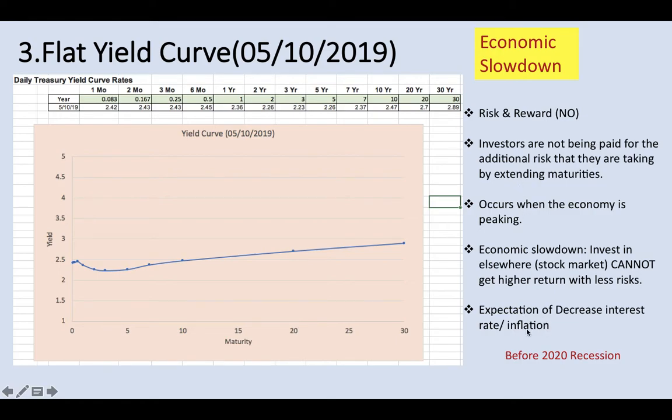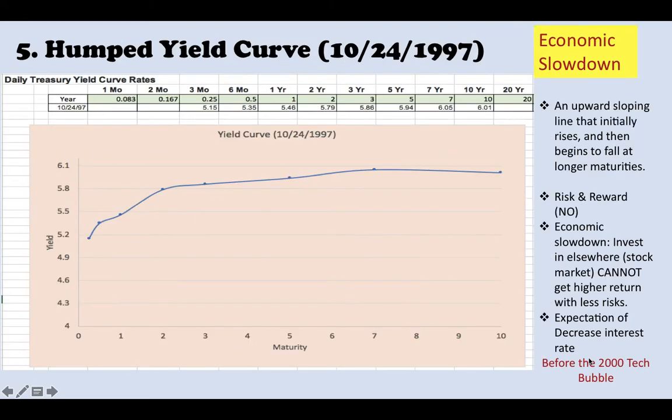If you think the interest rate is going to go down further, you are happy to hold the long-term bonds at a higher rate. So this is before the 2020 recession.